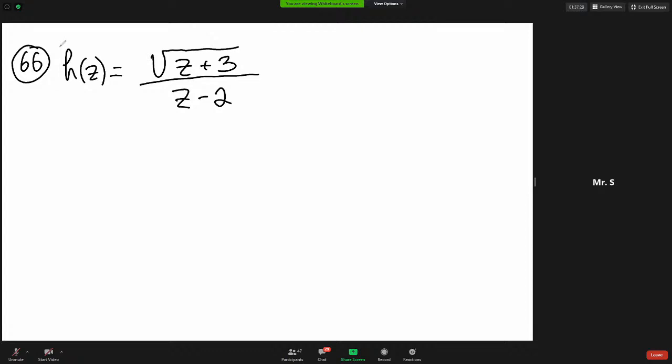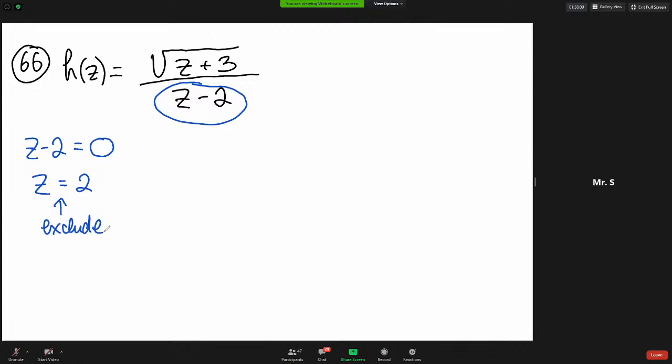So in this case, we will consider the two parts of this expression. First, let's consider the denominator. We know that the denominator should not equal 0, so we want to find all the values for which z minus 2 is equal to 0, and we want to exclude them. And here there's only one such value, so this value we want to exclude from our domain.